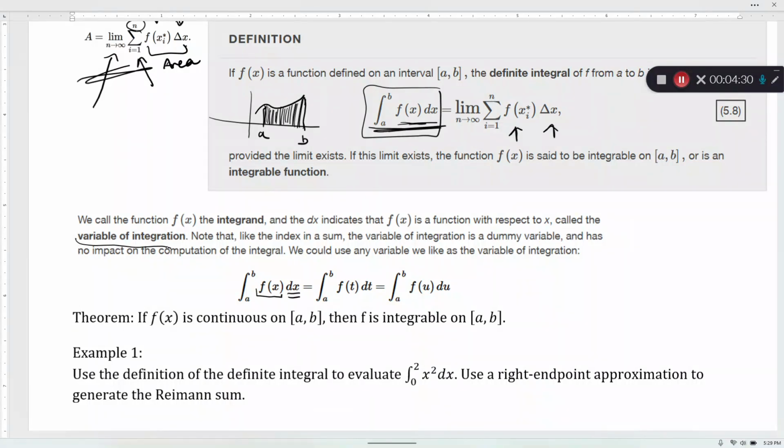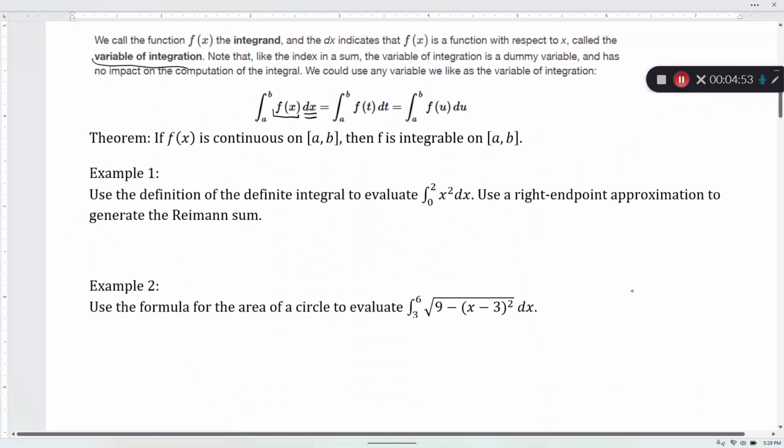Any function that is continuous can have an area under it. Issues you would have is if it wasn't continuous. How would you find the area under it when you have a gap, right? Or even a jump in the graph.